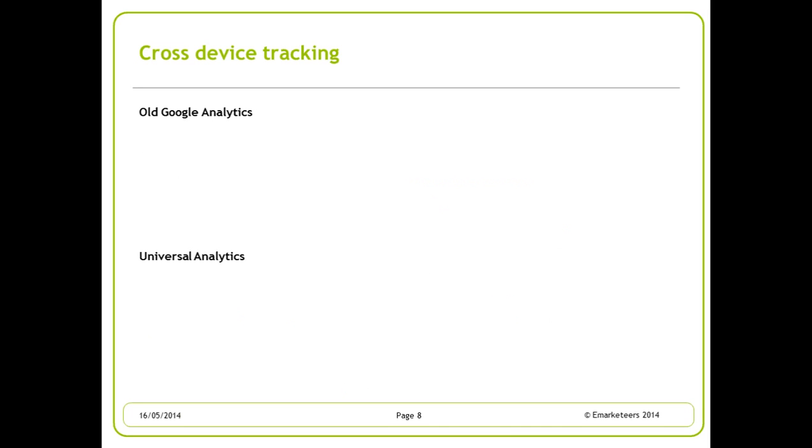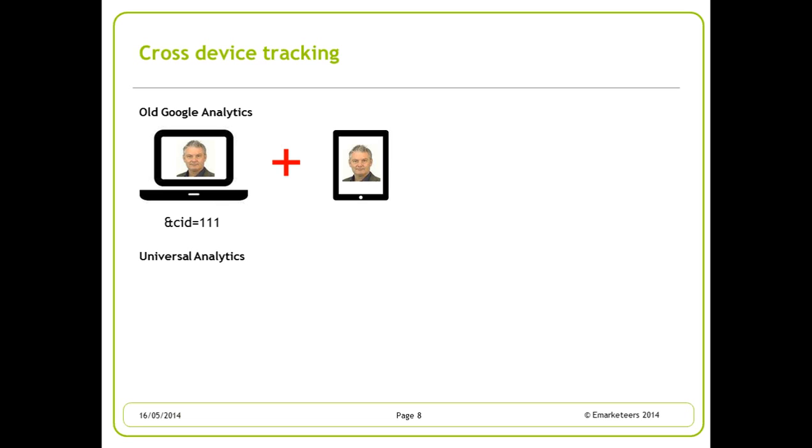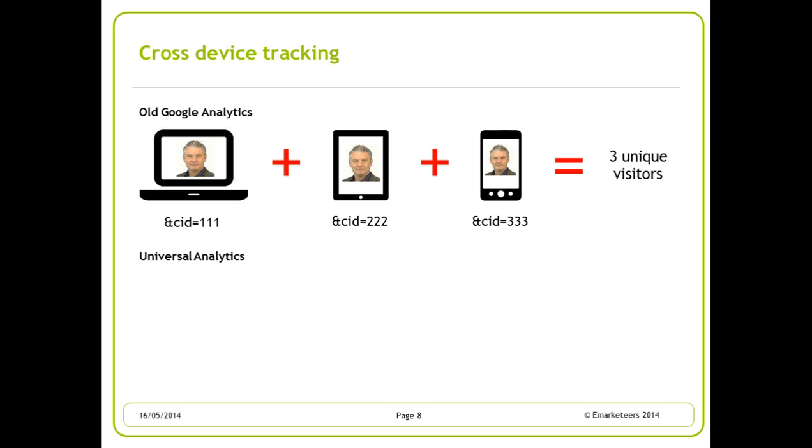Something else that this user ID will allow us to do is enable cross-device tracking. In the old Google Analytics days, if I visited your website via a desktop computer, I would be one unique visitor. And if I then visited your website via a tablet, I would be another unique visitor. And if I do that again via my mobile phone, I'll be another unique visitor. So in total, three unique visitors. Because on every machine, we have a unique cookie with this CID in it, the client ID.